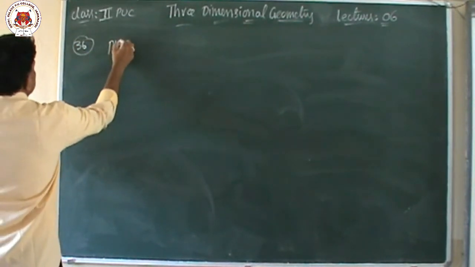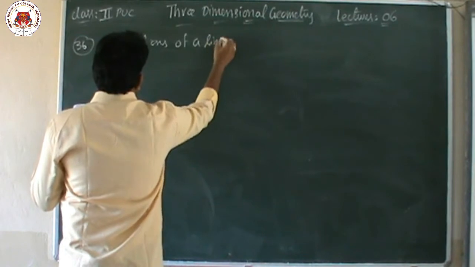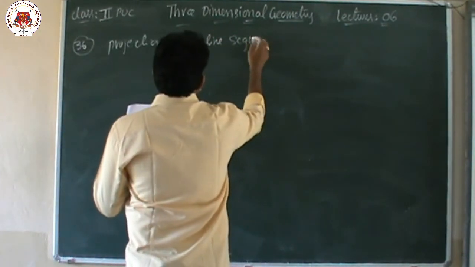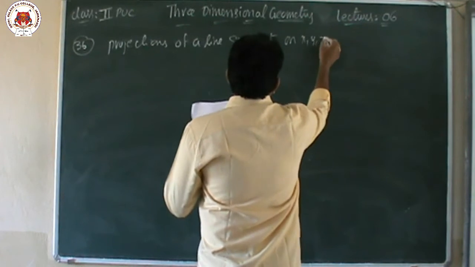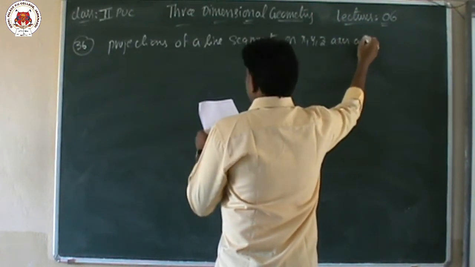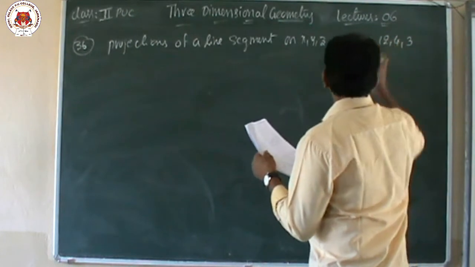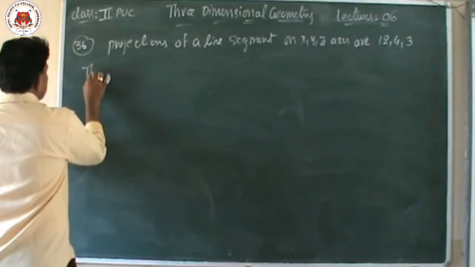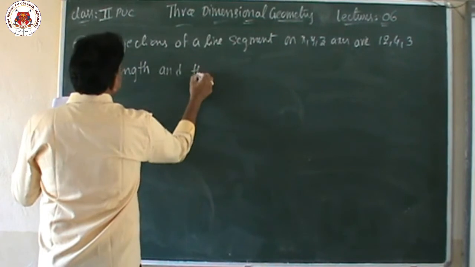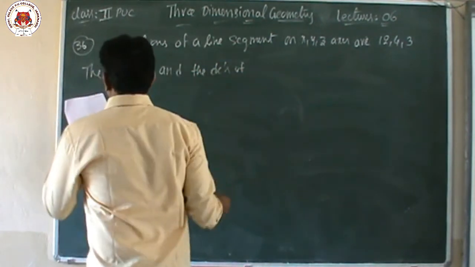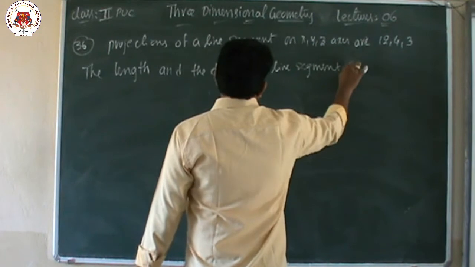See the projections. The projections of a line segment on the x, y, z axes are 12, 4, 3. Find the length and the direction cosines of the line segment. So let me see the question.